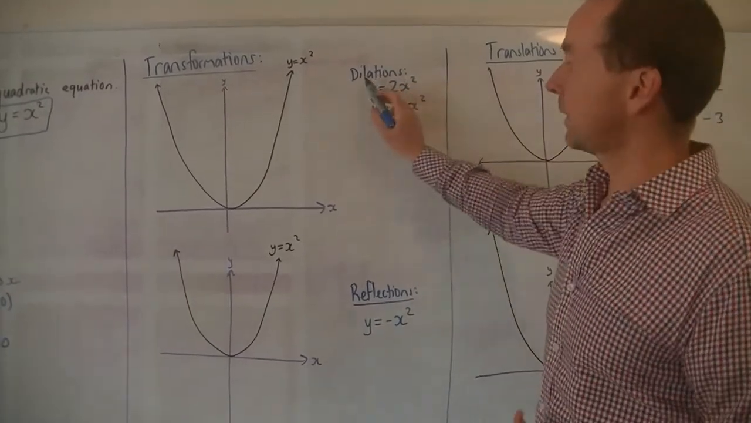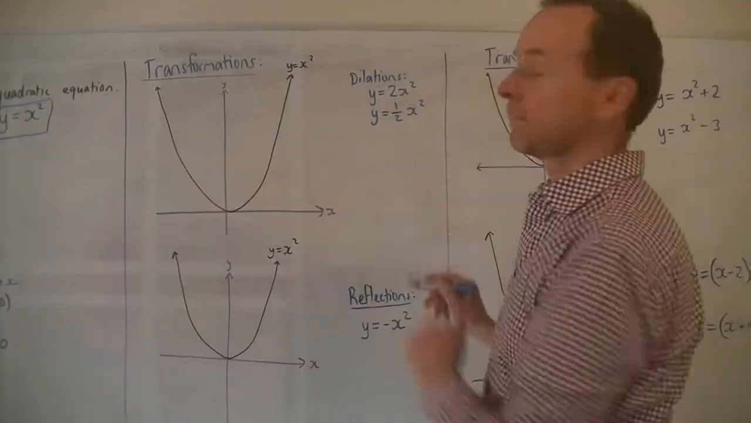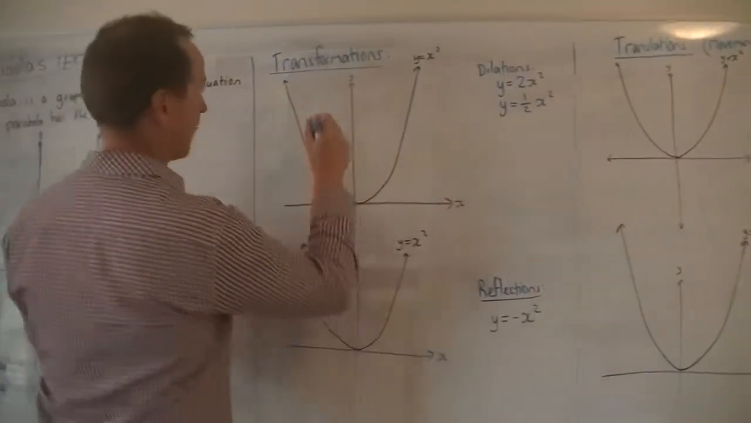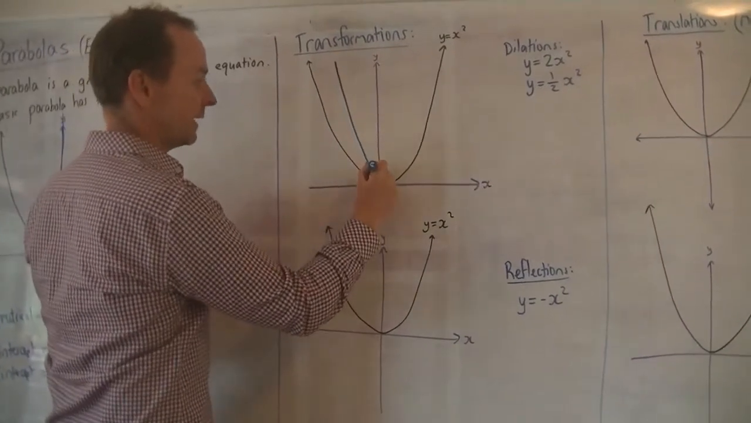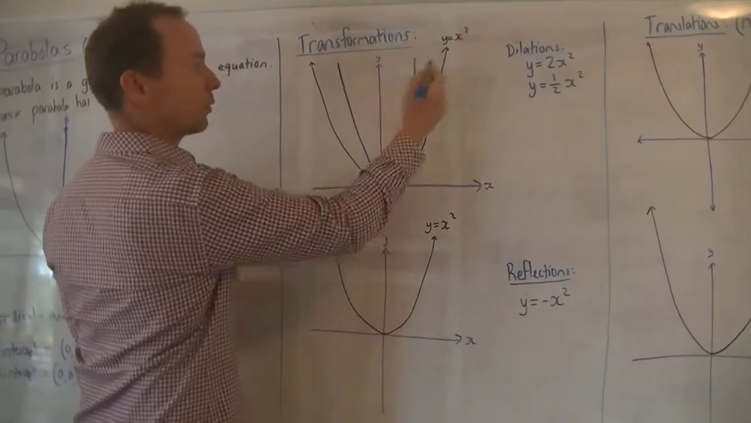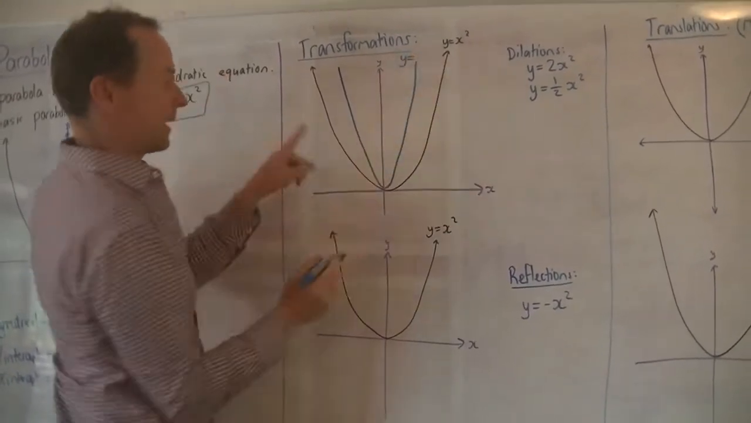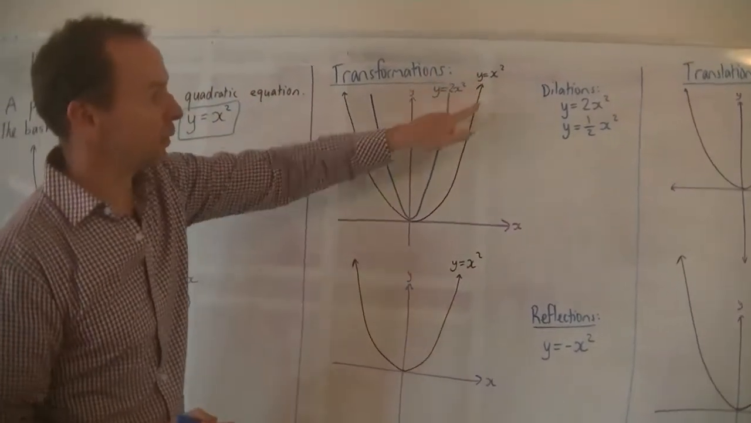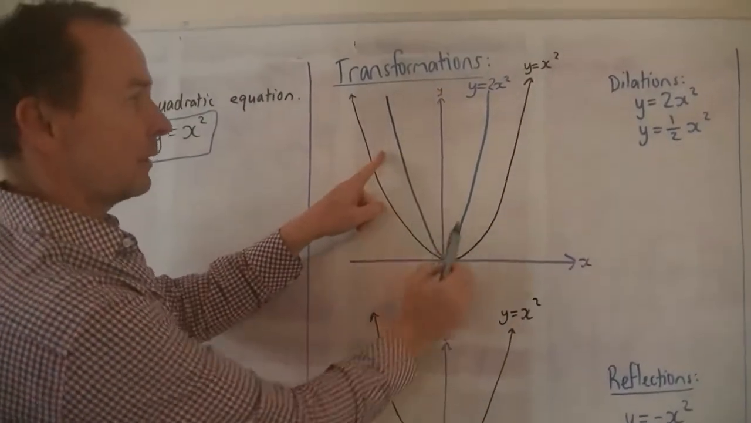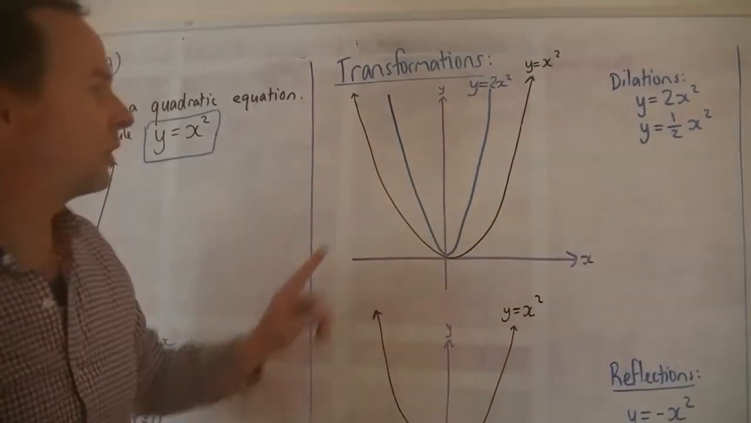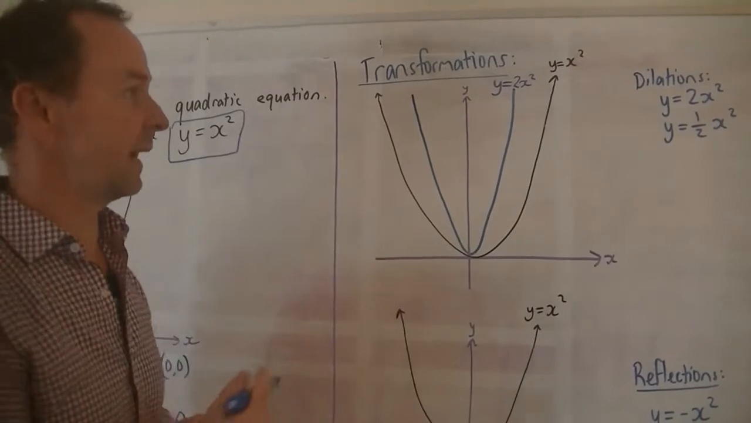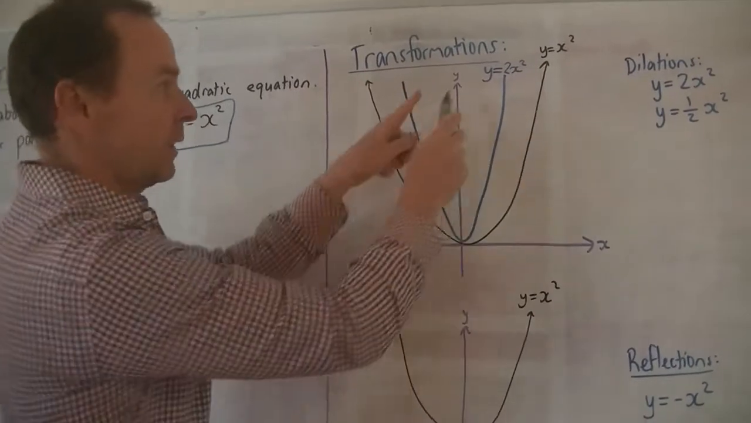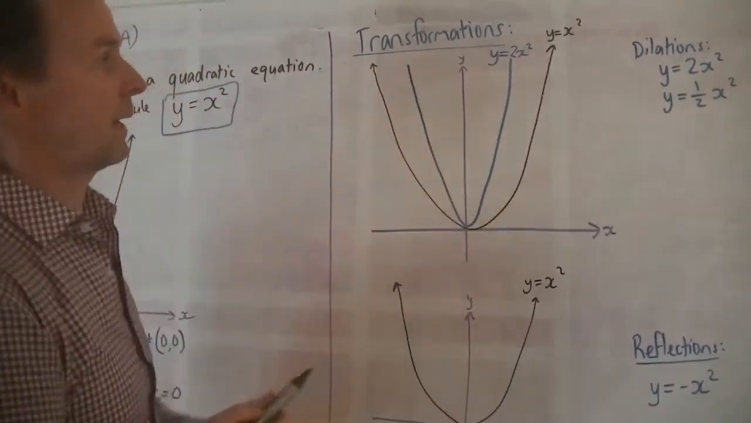Now, a dilation. That means it's getting thinner or wider. So a dilation, y equals 2x squared. The graph of y equals 2x squared, I'm going to draw it here, is a skinnier graph. Whenever you've got more than one graph on the same axes, you have to label them all. So if that's y equals x squared, the black one, this blue one, y equals 2x squared, is skinnier. We don't know exactly what it looks like, but it's a sketch. If I had y equals 3x squared, it'd be even skinnier still. Y equals 7x squared, it'd be very close to the y-axis.